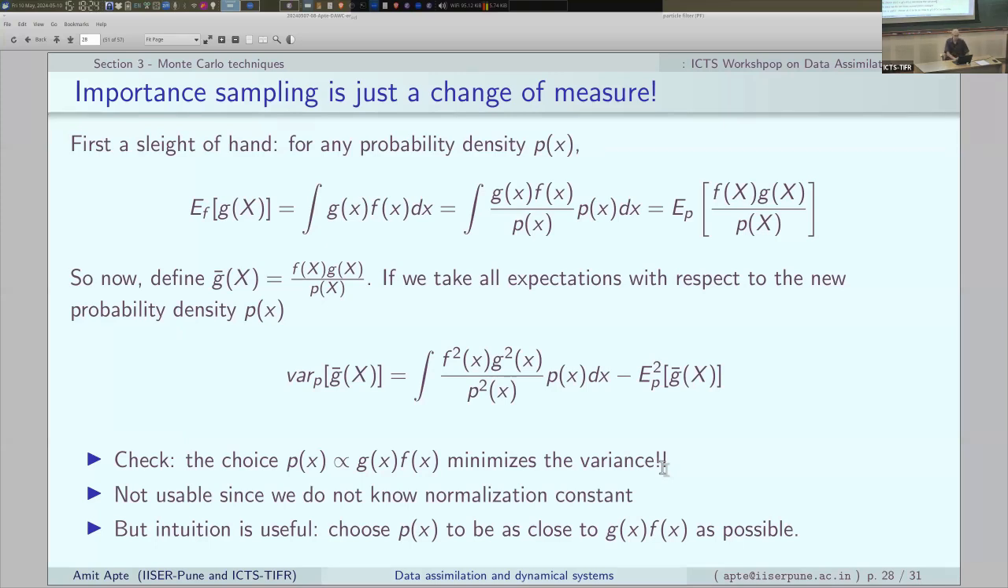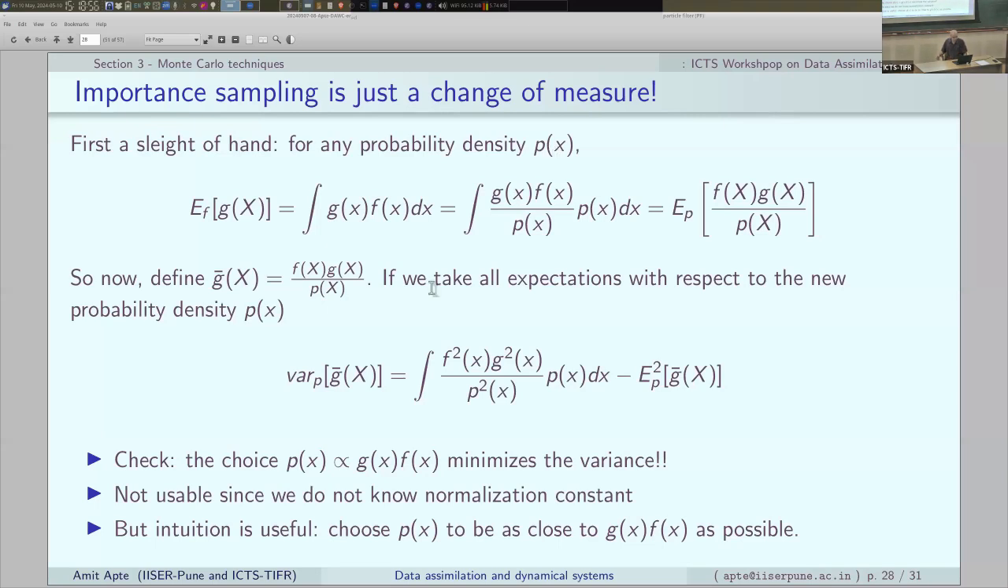So p of x is what we want to invent in order to minimize the variance. Effectively, you want to minimize this quantity written over here as a function of p of x. For what choice of p of x will this object be a minimum? And that turns out to be simply proportional to g times f. We don't know the normalization. Remember, we want p of x to be a probability density, so it needs to be normalized.